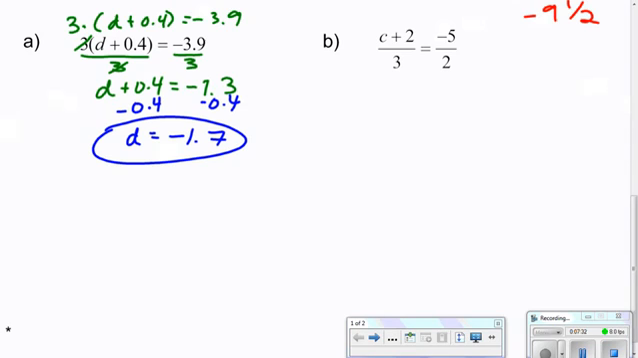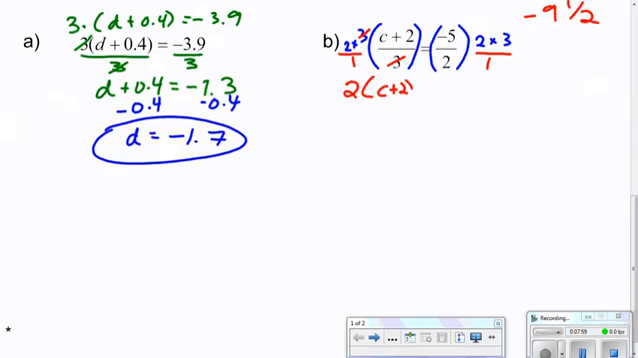I'm going to get rid of all of these fractions to start with, because nobody has time for all these fractions. So I'm going to multiply both sides by 2 times 3, because those are my two denominators. Multiplying by 3 and dividing by 3, these are like over 1. So these 3's are going to cancel out, and I get left with 2 times (c plus 2 over 1). On the other side, these 2's cancel out, and I get negative 5 times 3.